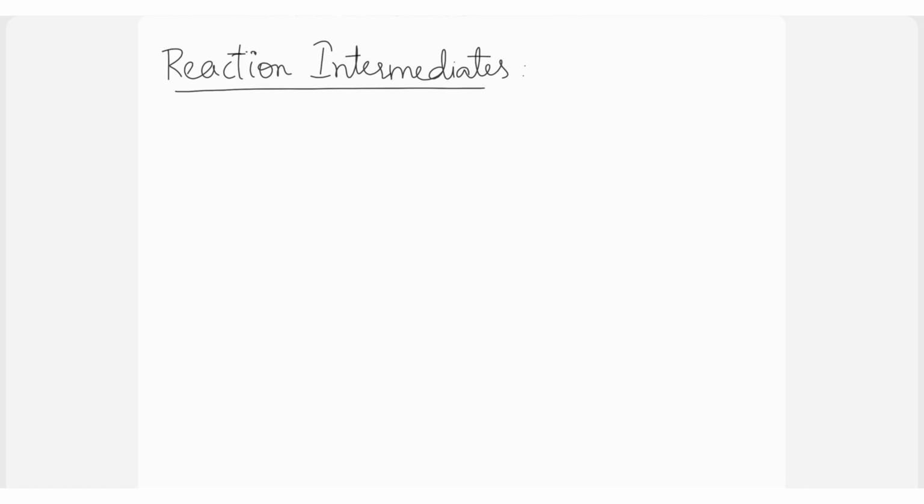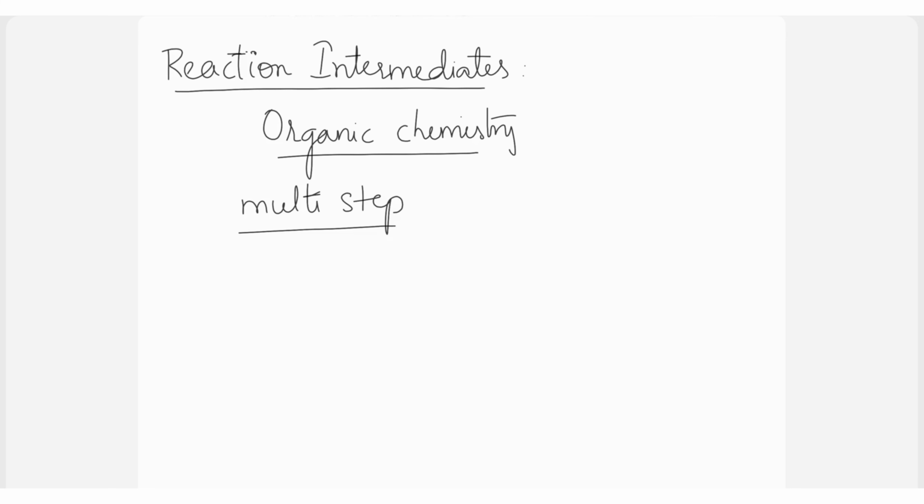And in today's video, let us start reaction intermediates. So we are now dealing with the organic chemistry basics, in which we talk about reaction intermediates. Generally, most of the organic reactions are multi-step reactions. If you see in case of inorganic chemistry, the reaction happens in a single step. Reactants convert into products, that's it. But in case of organic chemistry, the reaction takes place in more than one step. So they are complex reactions.